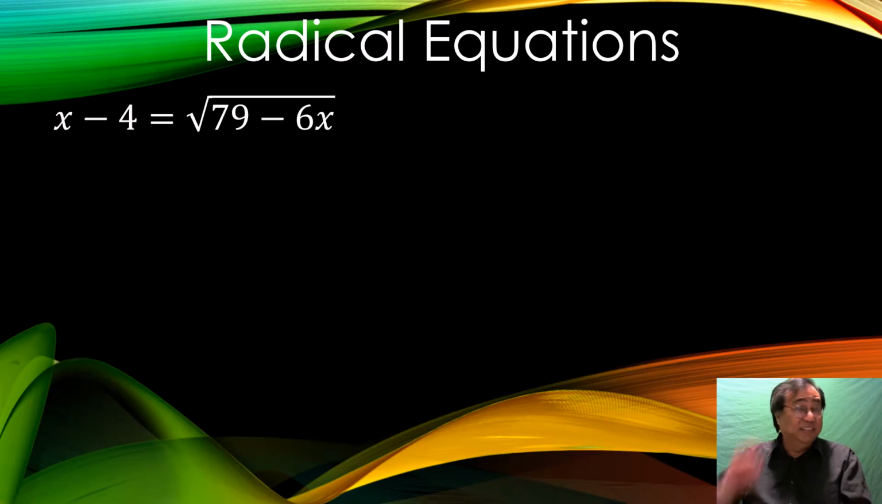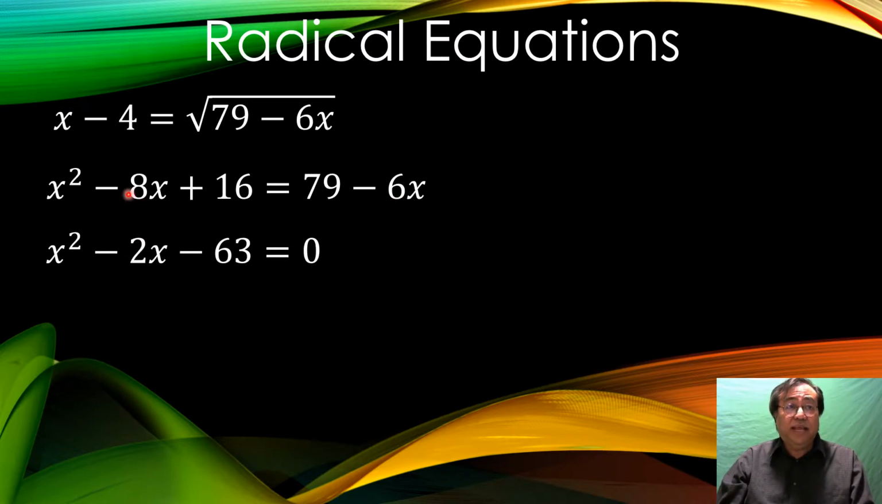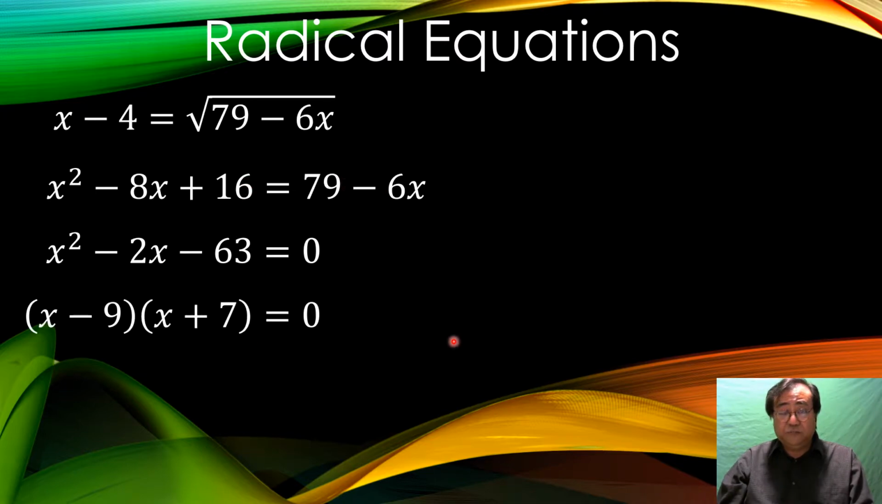Okay, moving on. Here, again, square both sides. Now be careful here. When I square x minus 4, that's x minus 4 times x minus 4. When you multiply a binomial, you get a trinomial. You should know this by now. Now move everything to the left. Negative 8 plus 6 is negative 2. 16 minus 79 is negative 63. Factor. When I factor this, I get x equals 9 and x equals negative 7.